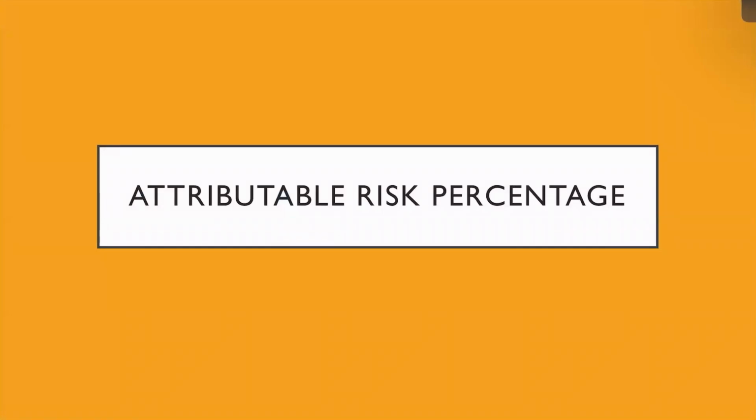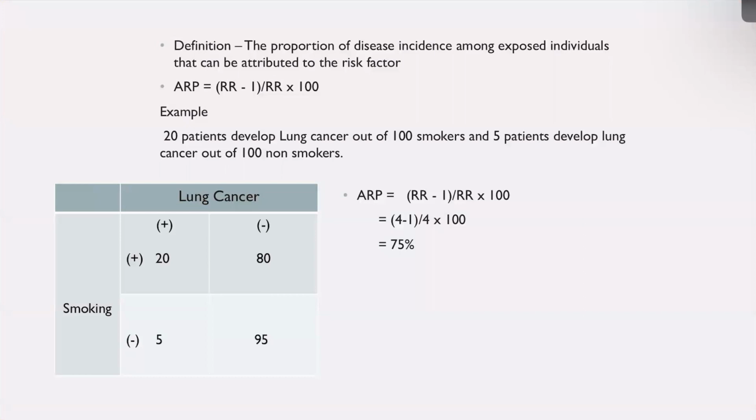Then you can calculate the attributable risk percentage. It's the proportion of disease incidence among exposed individuals that can be attributed to the risk factor. Here you have a total of 100 smokers and 20 who develop lung cancer. So can you really say that all 20 of them who develop lung cancer, this cancer can be attributed to the smoking? That's why you can calculate this attributable risk percentage.